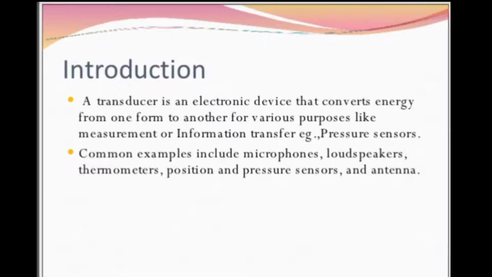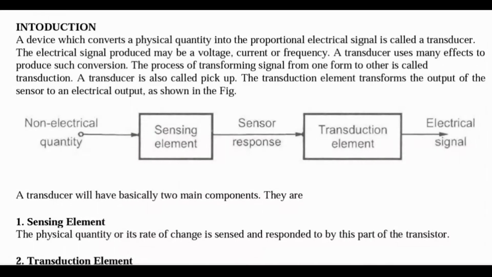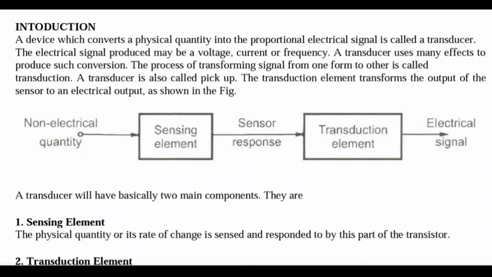Coming to electrical transducers. What is a transducer? A device which converts any physical quantity into a proportional electrical signal is called a transducer. The electrical signal is produced as a voltage or current or frequency. The transducer uses many effects for conversion. The process of transferring a signal from one form to another is called transduction.